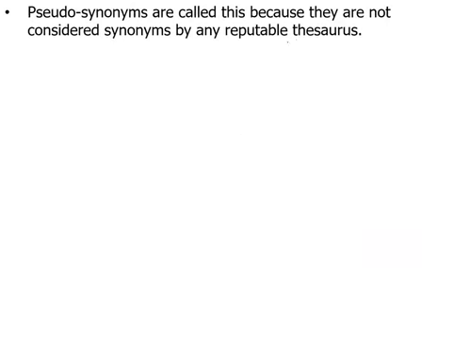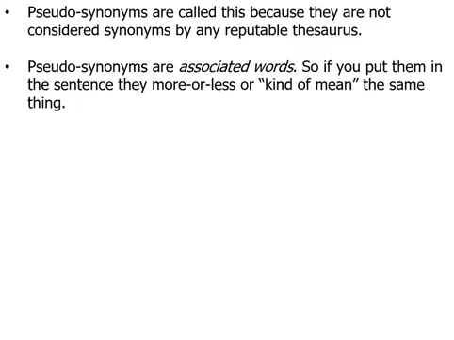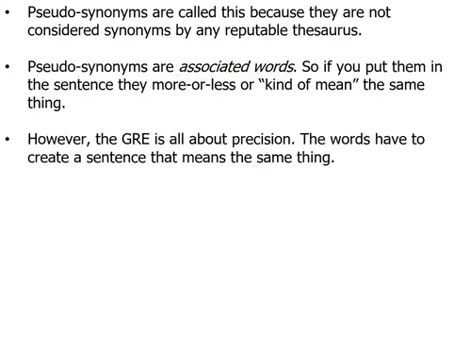Pseudo-synonyms can also be tested by looking in a thesaurus. A thesaurus, if something can be A without being B, will not list those two things as synonyms. Now, pseudo-synonyms are associated, so you can say, they more or less mean the same thing, they kind of mean the same thing, but don't tell yourself that on the GRE, because the GRE simply requires a lot more precision. The things have to mean the exact same thing.